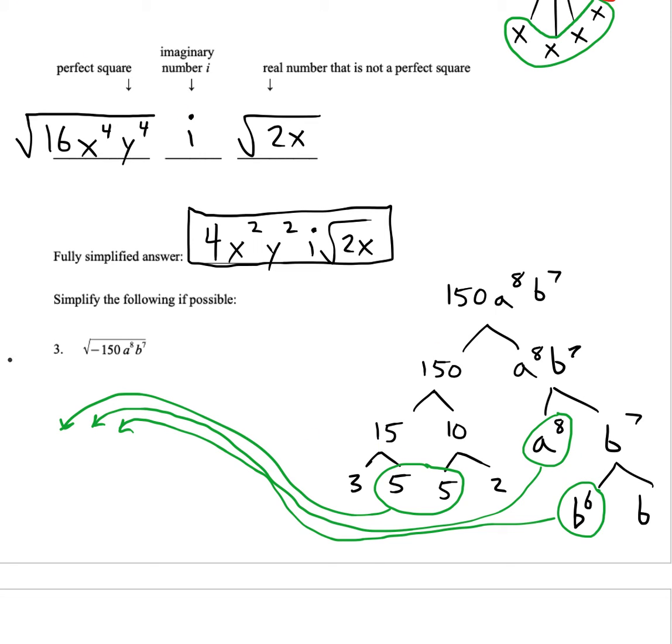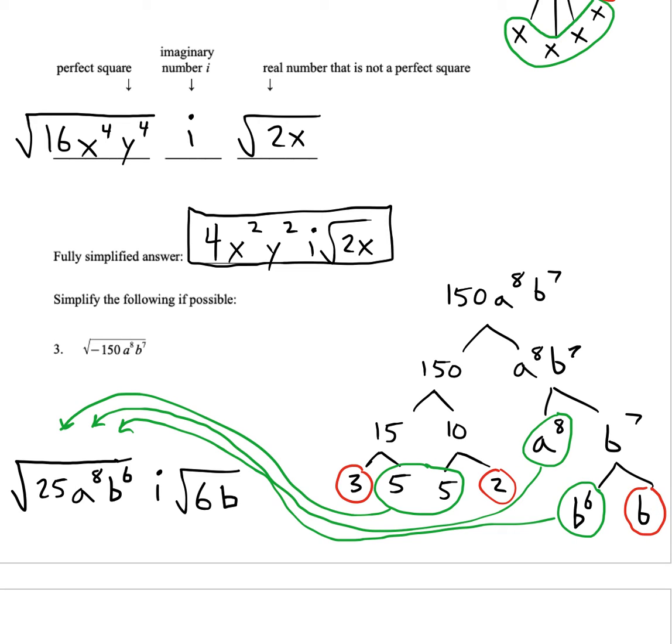On the left, we'll put 25, a to the 8th, b to the 6th. We'll put i in the middle for the negative. And on the right, what's left, it looks like, is a 6 times b. Okay, that comes from the 3, the 2, and the remaining b that wasn't paired.